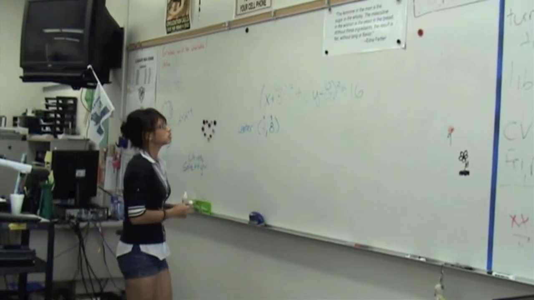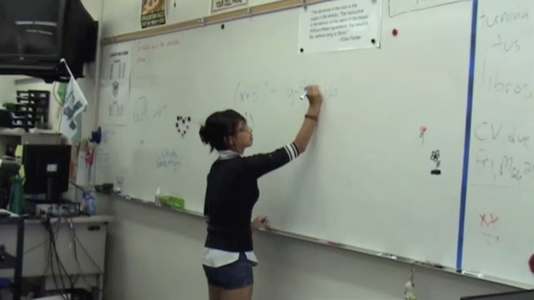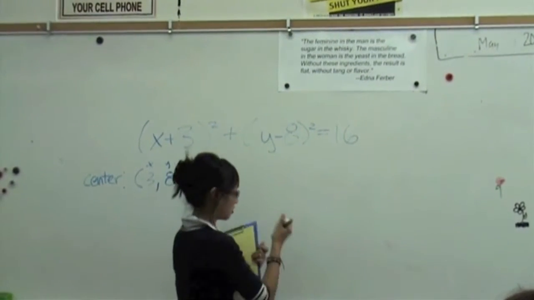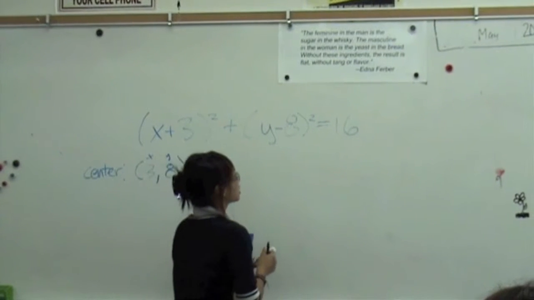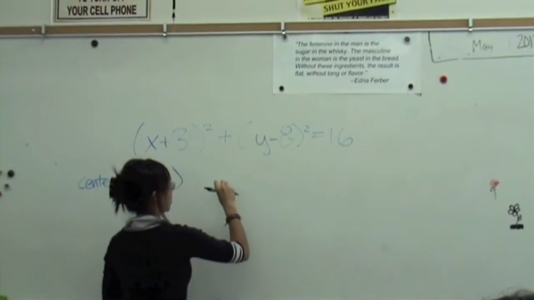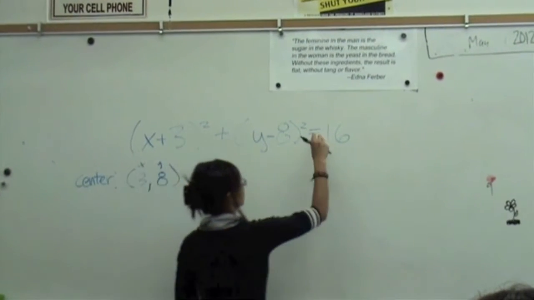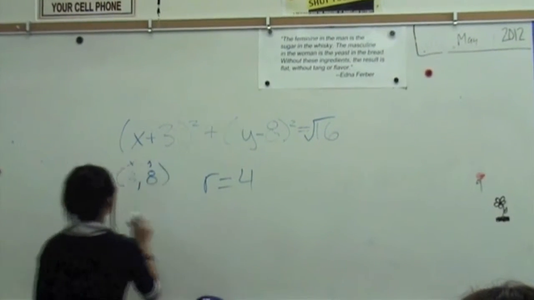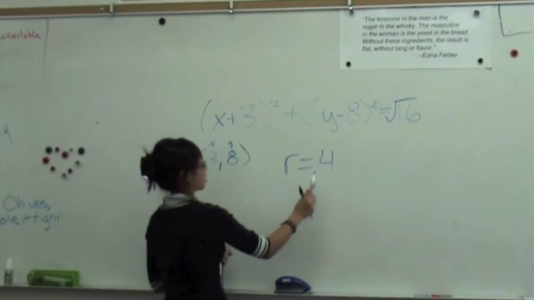And then since for circles, the one at the end is always going to be your r. So for this equation, we're going to take the square root of 16, which will equal our radius. So square root of 16 would be 4. So now we have found our center, and our radius is 4.